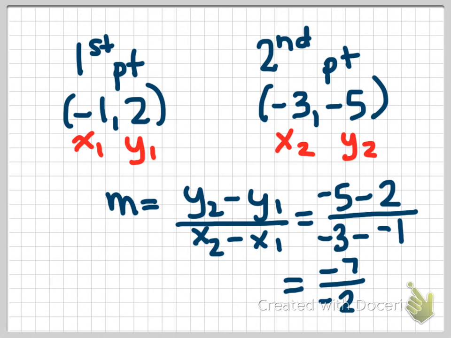That's because whenever you have a negative divided by a negative, like in negative 7 over negative 2, the negatives become positive, because negative divided by negative is positive. So the slope is 7/2. So the slope between these 2 points is 7/2. So it went up 7 and to the right 2.